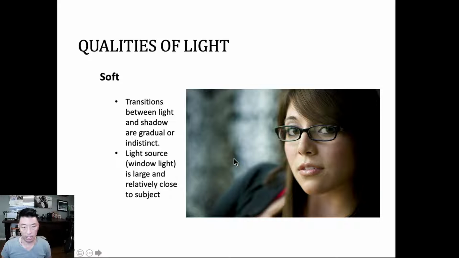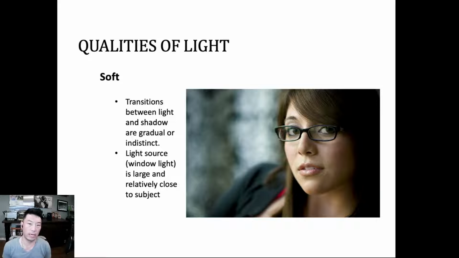And in this case, the light source is a large window that is right next to the subject. So in order to create a soft lighting situation, the light source must be really large and relatively close to the subject. In this case, the light source is window light, and that is a really, really large source of light. If you think about it, it can cover the entire body of the person. It's very possible. And if they're standing right next to that window, then it becomes a very, very soft light.